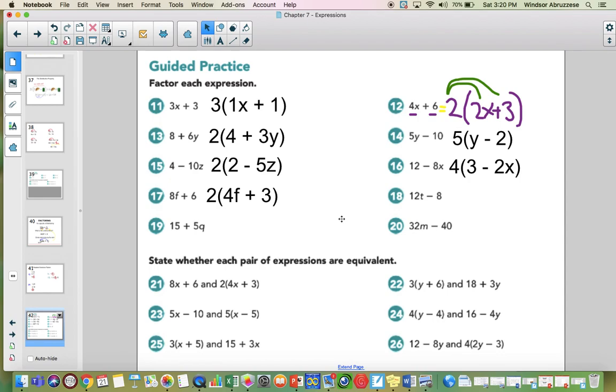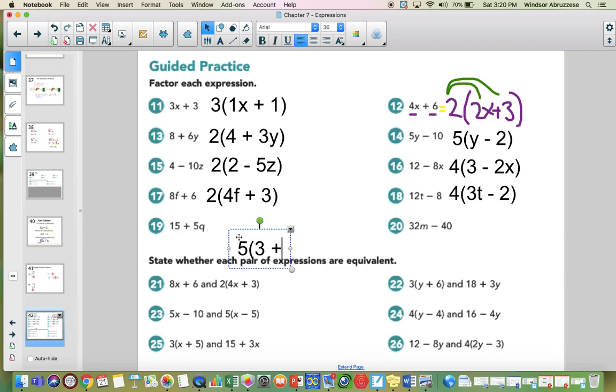Number 18, 12t minus 8. What's the GCF here? It would be 4, right? Again, the 12 and the 8. And then I would have 3t minus 2. Number 19, what's the GCF between 15 and 5? Well, we just did that one on the last slide. It would be 5. 15 divided by 5 is 3 plus 1q. Or you could just write q.